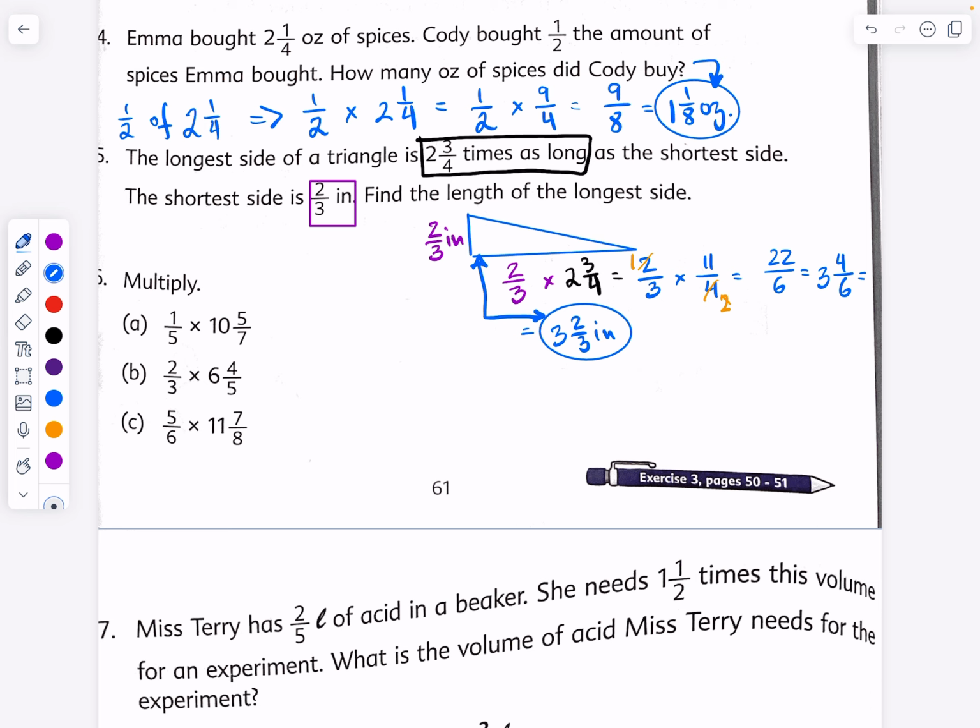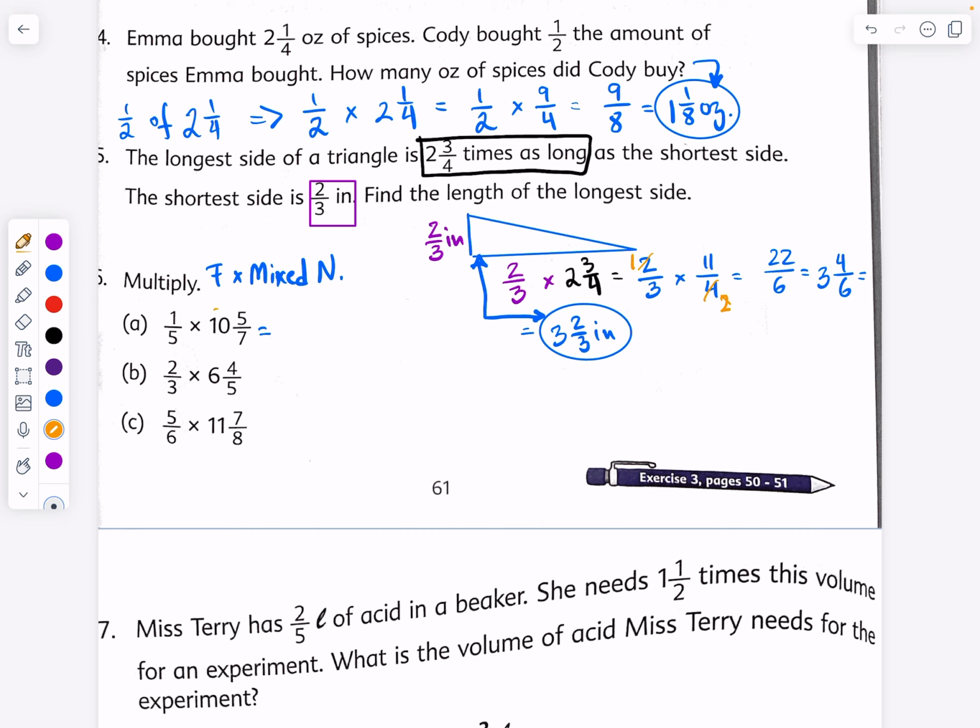Now, at the bottom of page 61, we have a few examples of multiplying a fraction times a mixed number. And we've done a lot of this back in 5th grade. We've done a lot of multiplication. So let's try this. Now, here, my friends, in example A, we can use the distributive property.